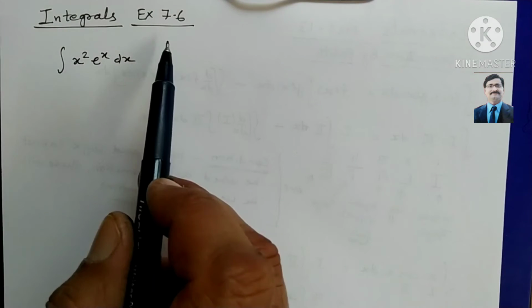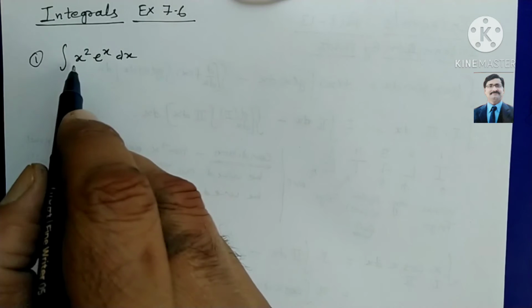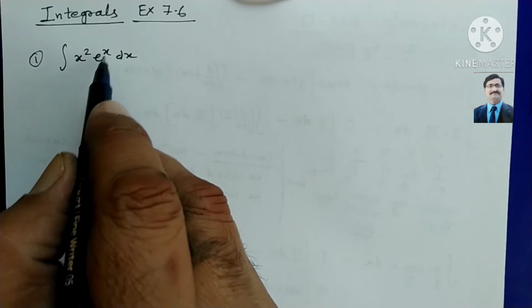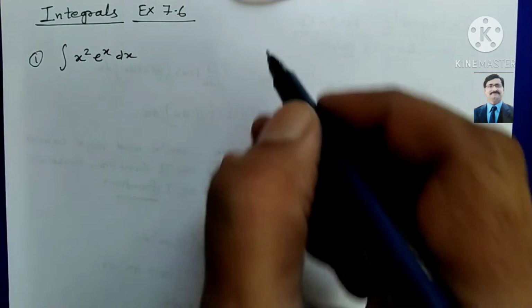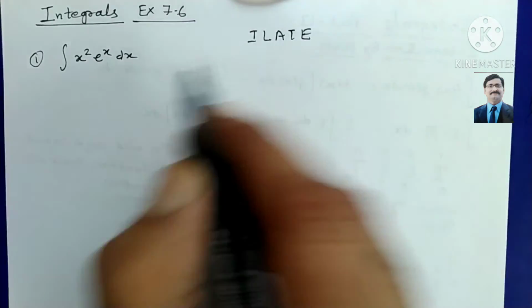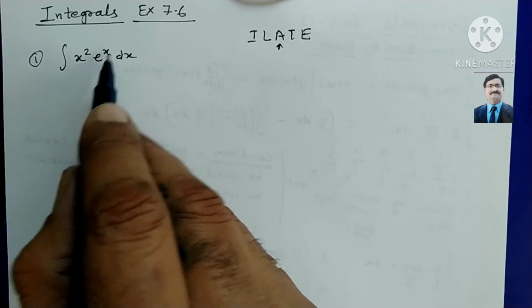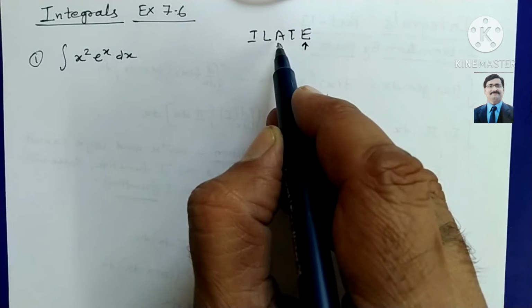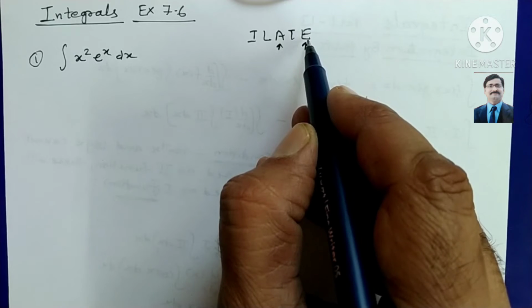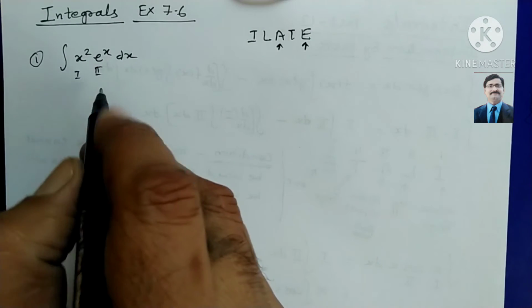Look here, we will do some questions of exercise 7.6. Here the first question is integral of x square e power x dx. Look here, according to ISATE, x square is algebraic and e power x is exponential. So algebraic will be first and exponential is second.